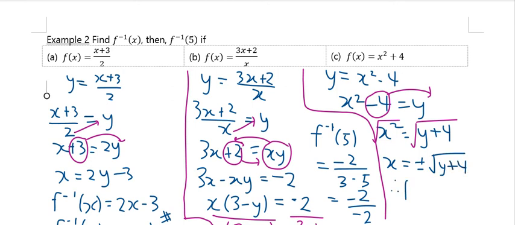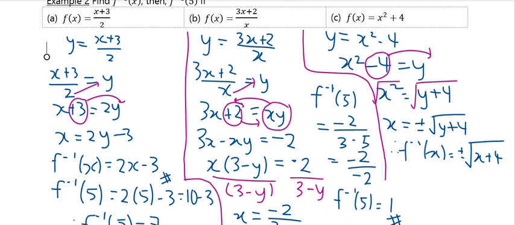So therefore your inverse function will be plus minus square root of x plus 4. Now, as you know, you have to find the inverse of f at 5. f inverse of 5 will be plus minus.